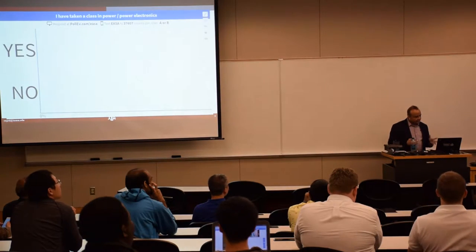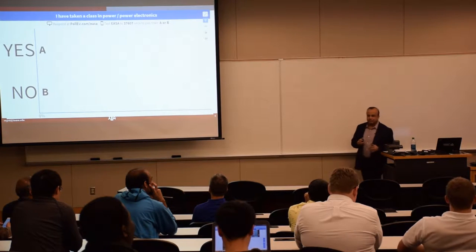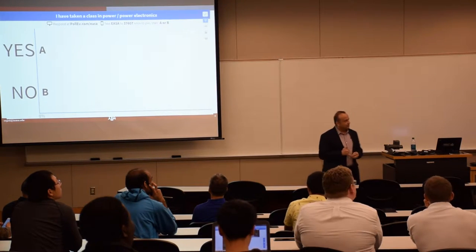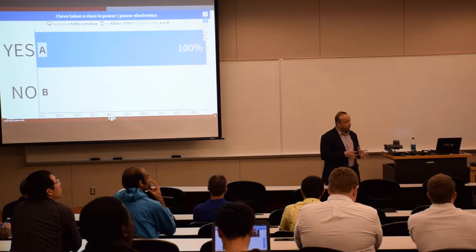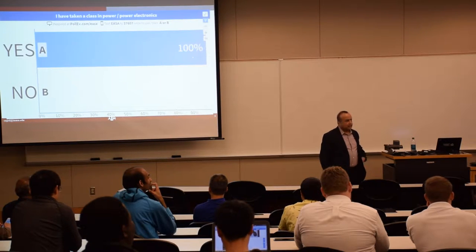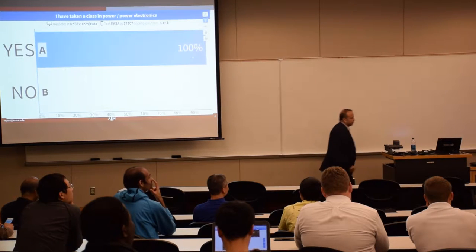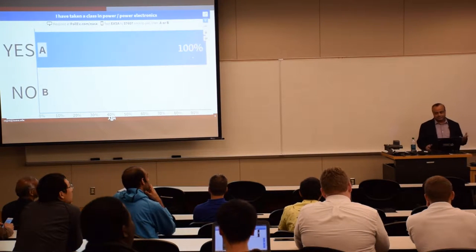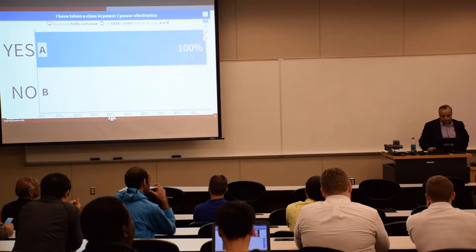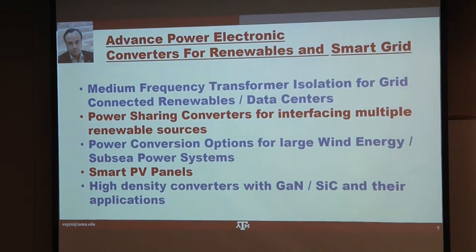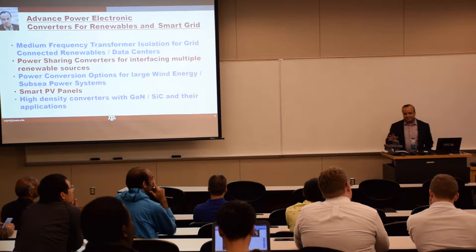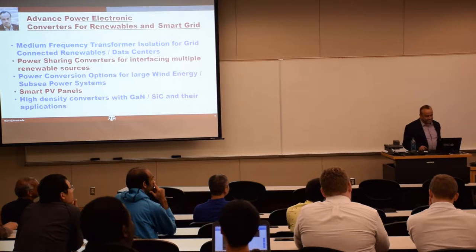Then I have my second question: have you taken a class in power or power electronics? We always ask this question. Now you don't have to text EASA; you can just send A or B. Since you're graduate students, everybody took a class, 100%. Generally, in my undergraduate program at my university, they have fewer. There are two more quiz questions, but they come in between. We'll see how that goes.